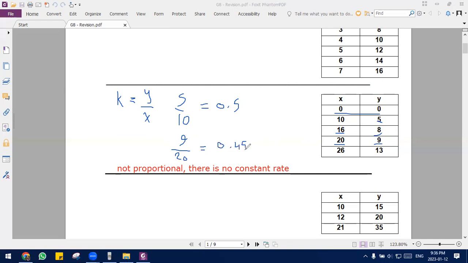And then here we stop. We check, we have 0.5 and 0.45. Are they equal? No, they are not equal. So there is no constant rate. Again, you say here the data is not proportional, there is no constant rate.